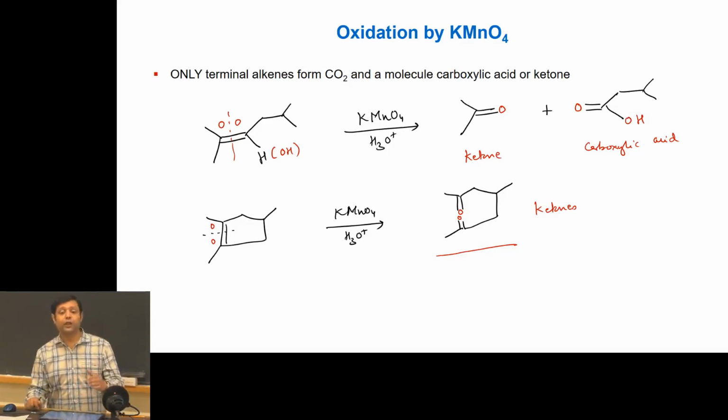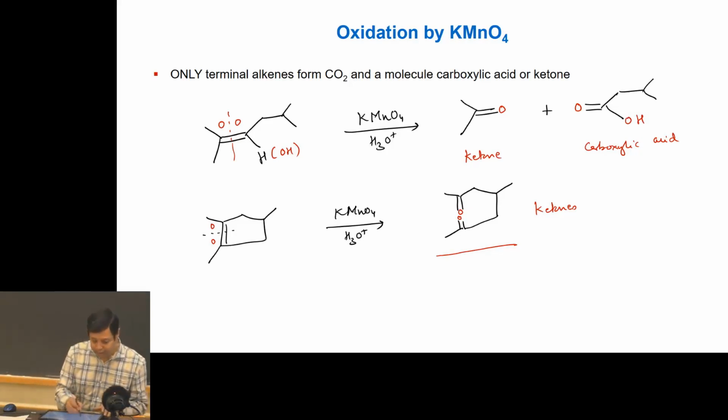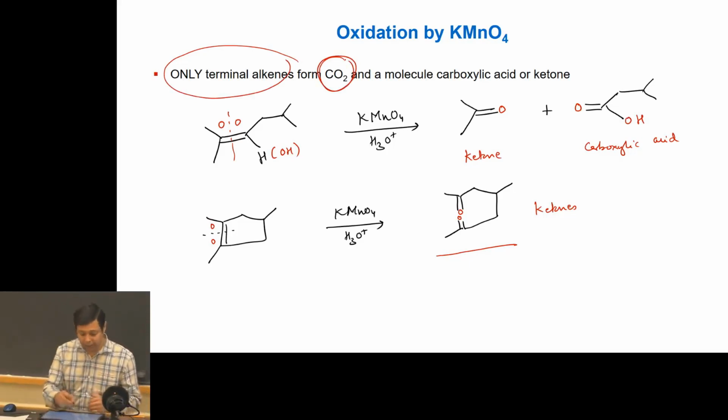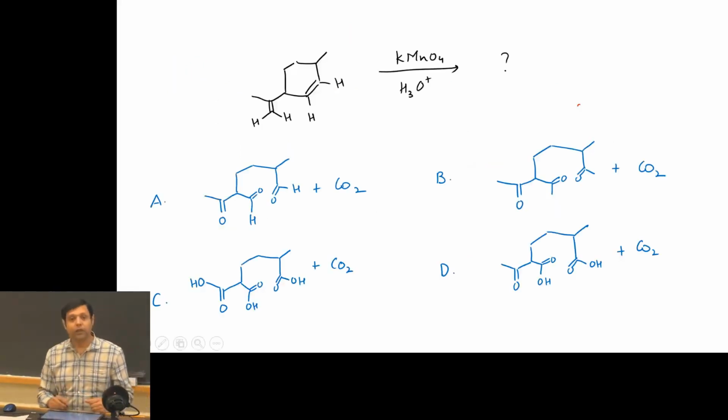So as you can see, it is very straightforward to write the products of KMnO4 oxidation. Split up the double bond, add oxygens on either side. Any hydrogens attached to the double bonded carbon get converted to OH. The rest of the molecule remains the same. Only terminal alkenes will form carbon dioxide. And keep in mind that the carbon of the carbon dioxide is the CH2 carbon, the terminal carbon of the double bond. All right.